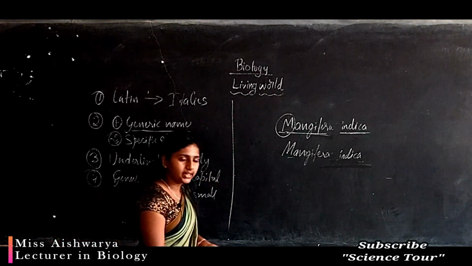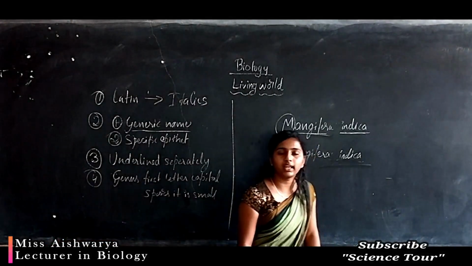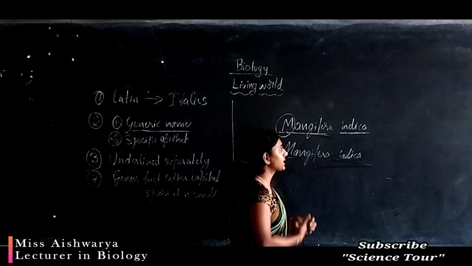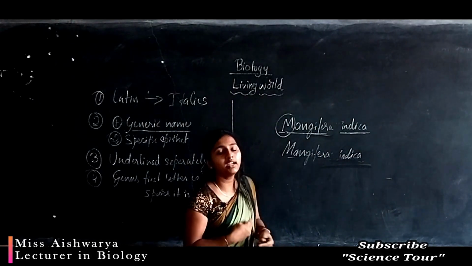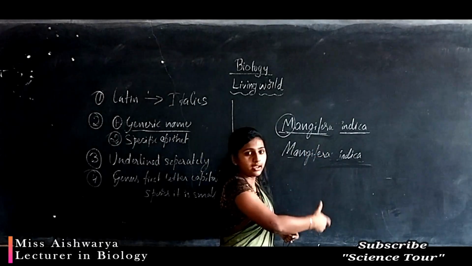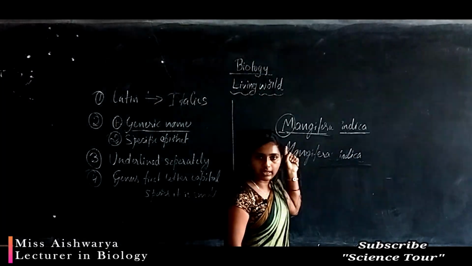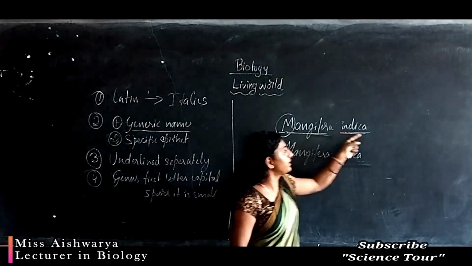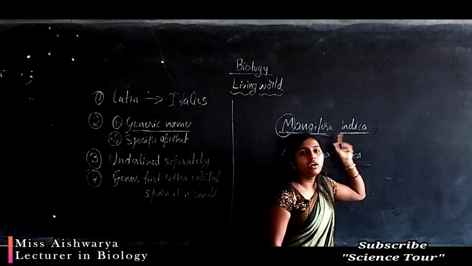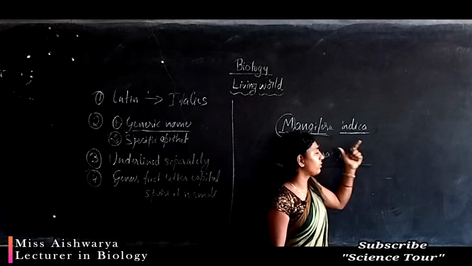In addition to that, the scientific name sometimes also contains an author name. The author is the one who described a particular species, who studied and discovered it and described its characteristics. You have to write the author name at the end of the specific epithet, after the species name, in abbreviated form.